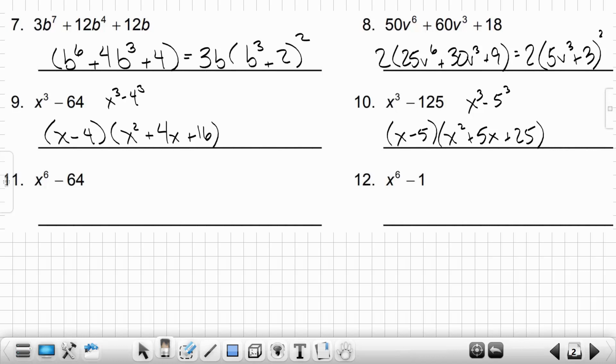4 squared makes 16. Oh, I know this. What number? 8. 8 squared makes 64. But unfortunately, 64 is also a cube. So this whole thing, you can go one of 2 directions with number 11. One of them is better than the other.